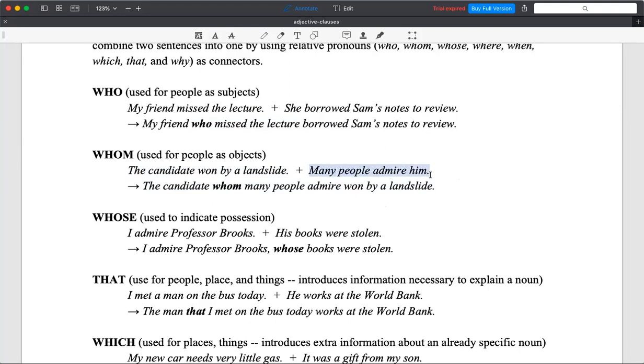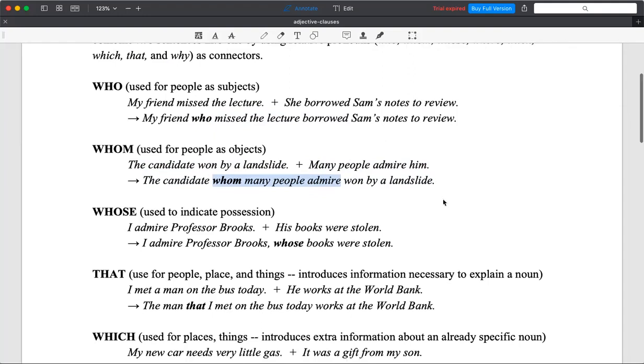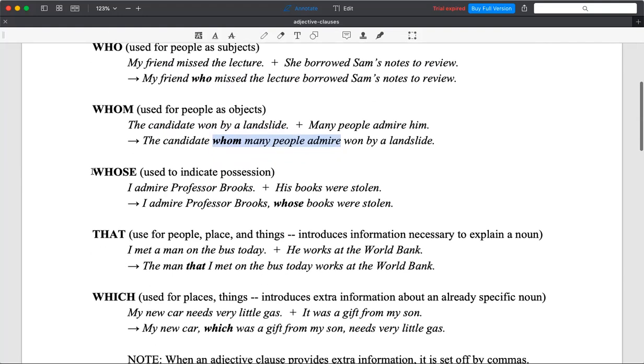Usually, we put the adjective clause or phrase right after the noun that we describe. Sometimes we put it at the beginning of a sentence, before the noun, for stronger meaning, which we're going to discuss later on today. We use whose to indicate possession. I have two short sentences. I admire Professor Brooks. My second short sentence is, his books were stolen.